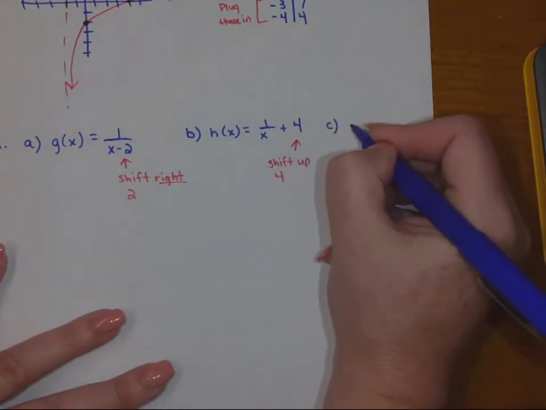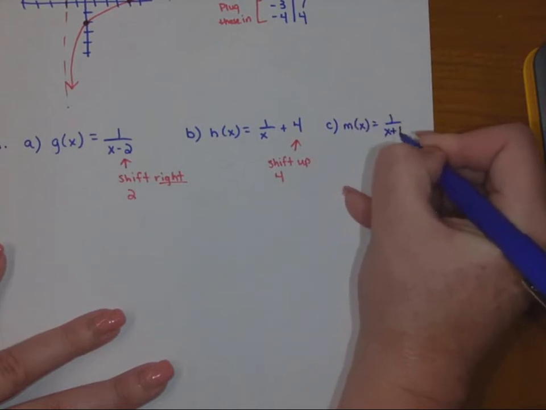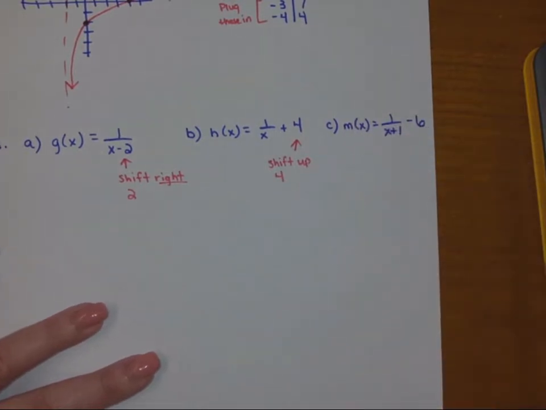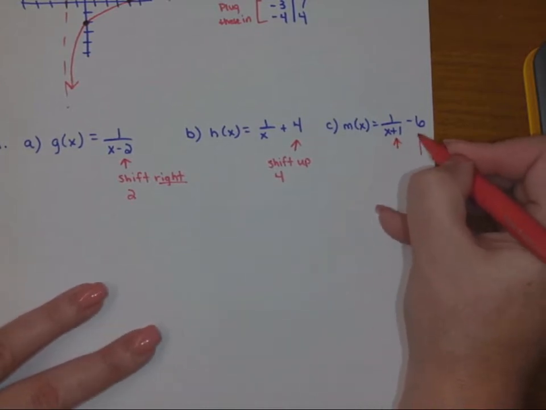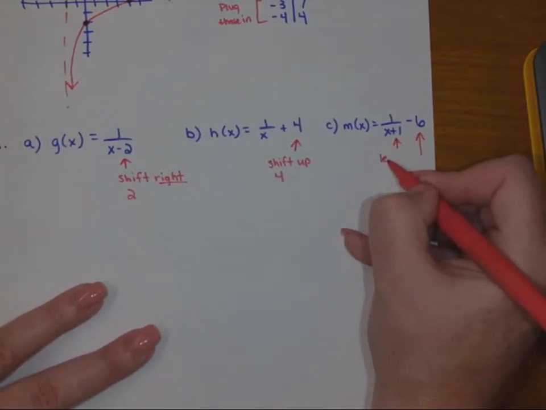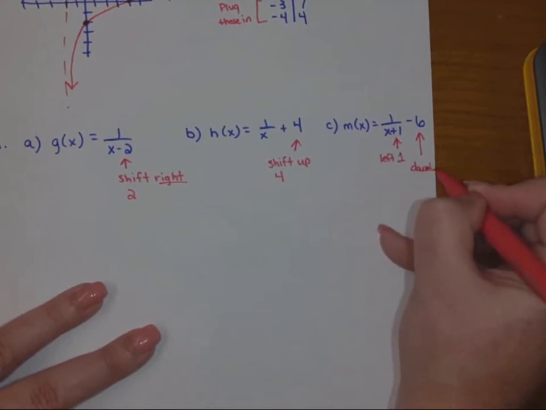And then last but not least, we've got 1 over x plus 1 minus 6. So we've got 2 changes, right? Right here and also right here, right? So this is going to be a left 1, and this is going to be a down 6.